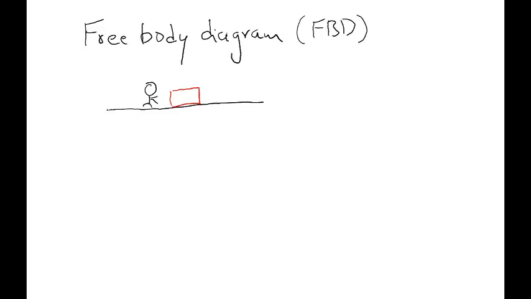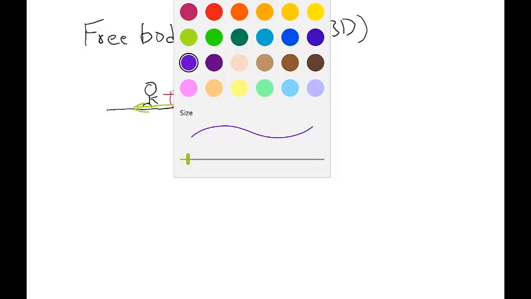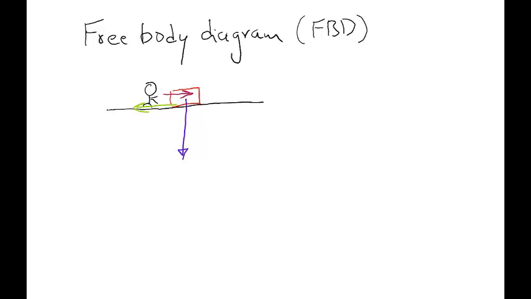Okay, now this person is going to apply force on the box like that. The box might experience some frictional force, which is always going to be in the opposite direction. The box is going to have some weight. It's going to go down. And there's another thing, which is the fact that the floor or the ground is pushing up on the box. This thing is called the normal force.